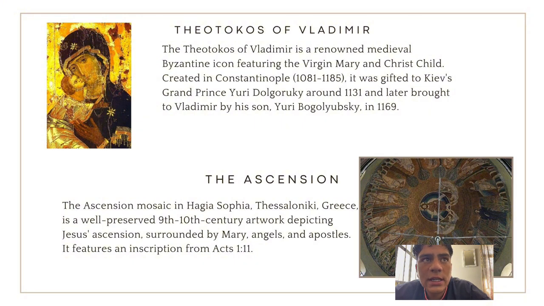The first one is the Theotokos of Vladimir. The Theotokos of Vladimir is a renowned medieval Byzantine icon featuring the Virgin Mary and the Christ Child. Created in Constantinople, it was gifted to Kyiv's grand prince Yuri Dolgoruki around 1131 and later brought to Vladimir by his son.